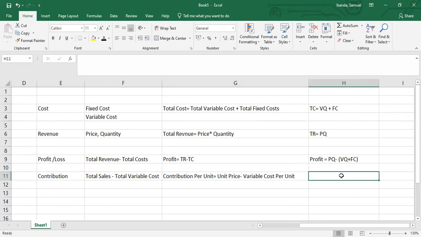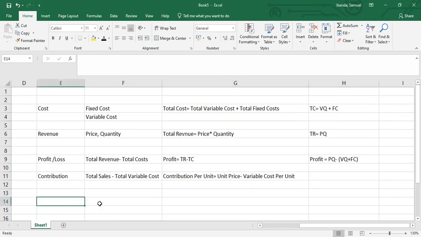So we are going to see how, using CVP, we can basically see how all these relate with each other. You get it? So it's important for us to first understand each of these.